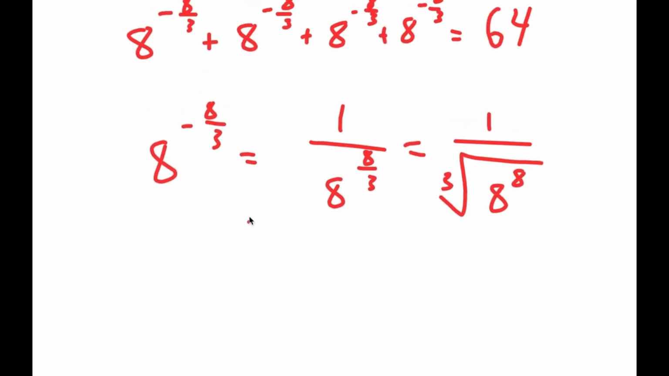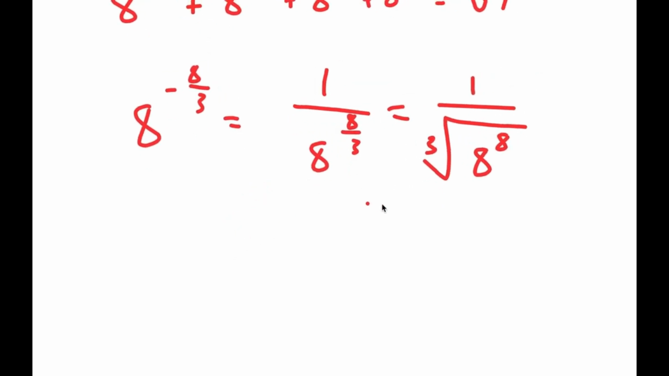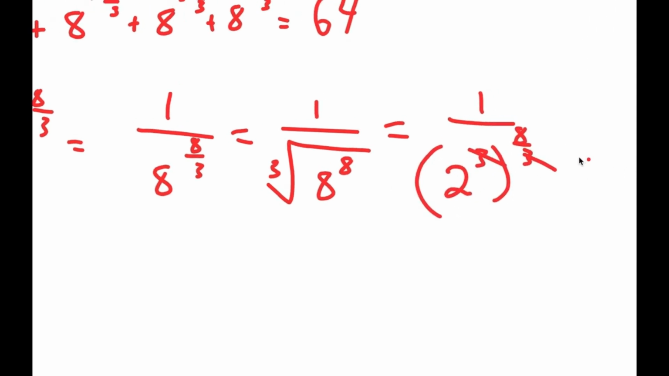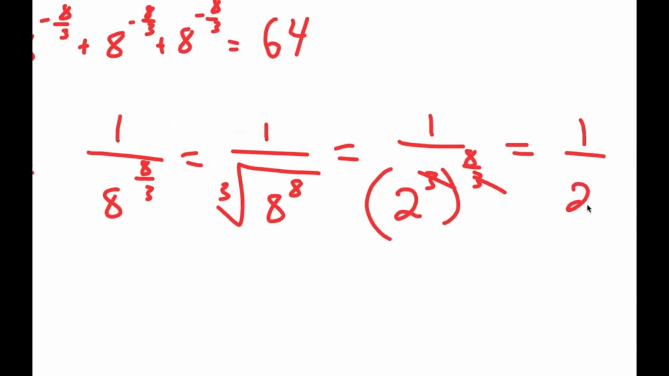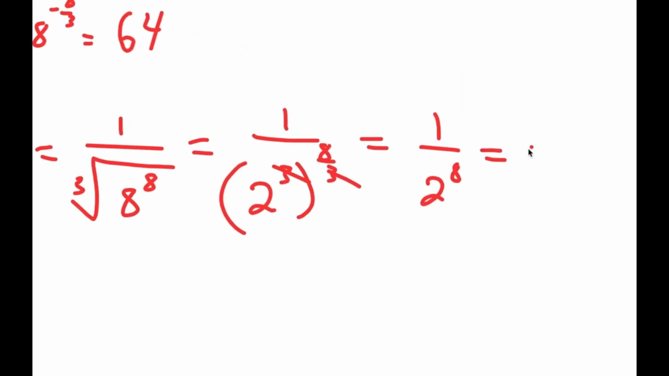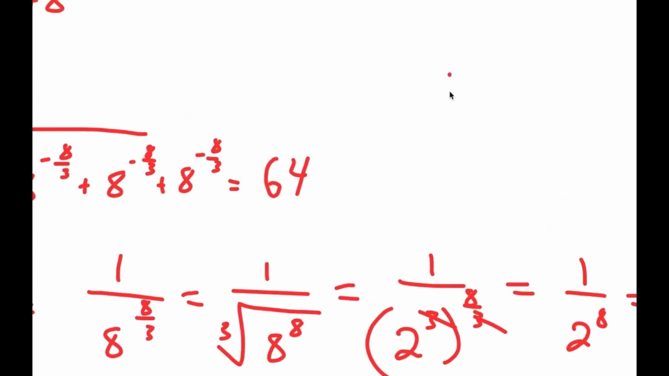So we have, well, 8 to the power of 8 over 3, I can rewrite 8 as 2 to the power of 3. So now I have 2 to the power of 3 to the power of 8 over 3, and these two 3's cancel out, so I get 1 over 2 to the power of 8, which is equal to 1 over 256.